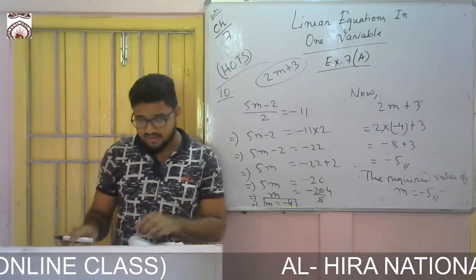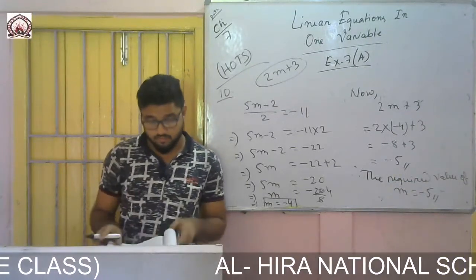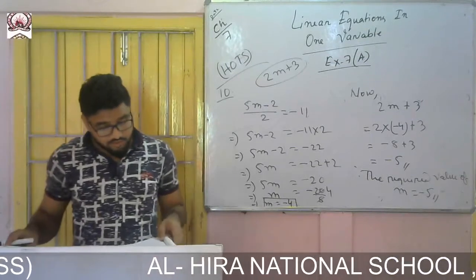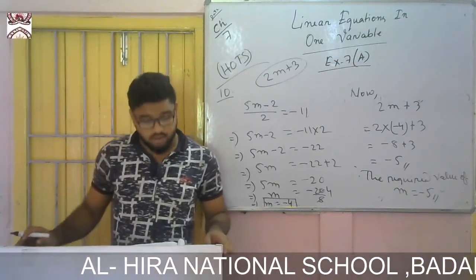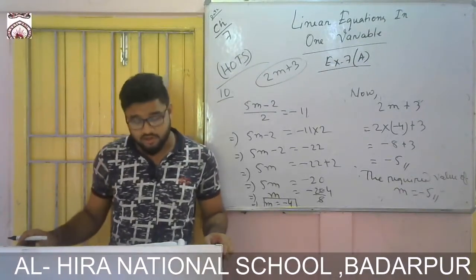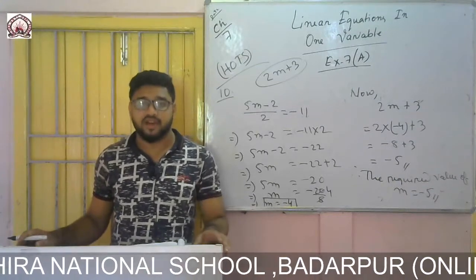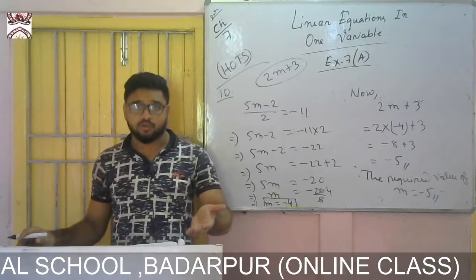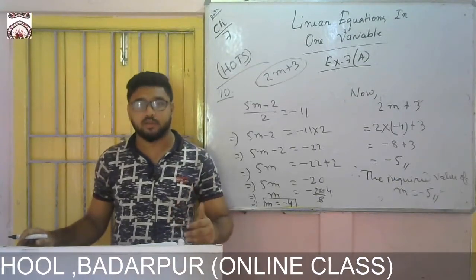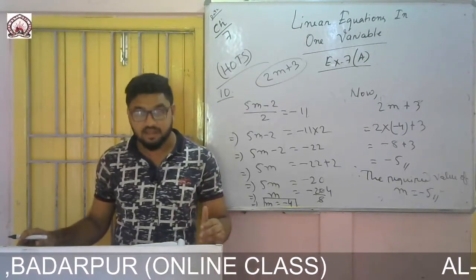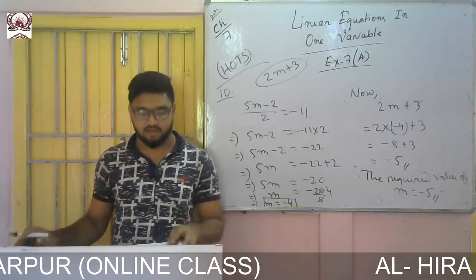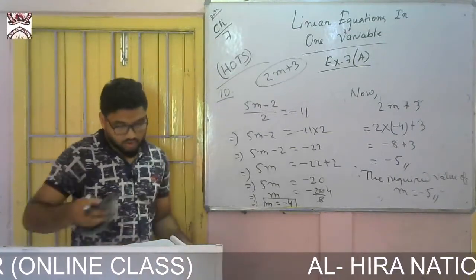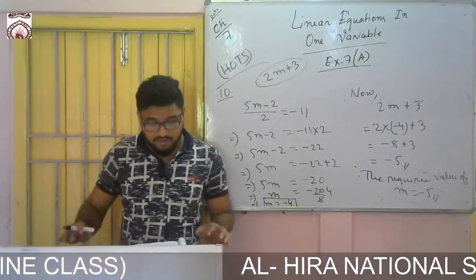Now come to exercise 7b. These are the sum questions. First we shall read the question, then we shall convert it to an equation, that is, into mathematical form, then we shall solve and find the answer. So see the first question.